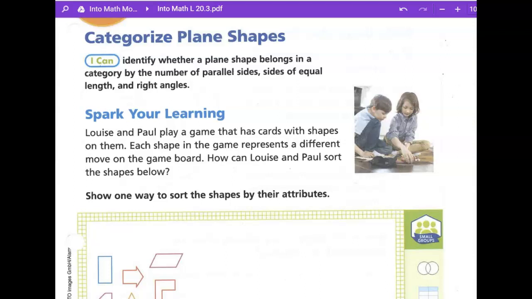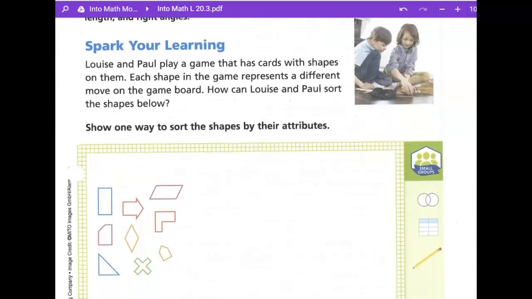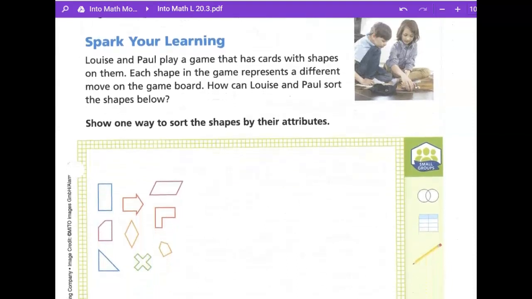Today we're looking at math lesson 20.3, categorize plane shapes. I can identify whether a plane shape belongs in a category by the number of parallel sides, sides of equal length, and right angles. And the first thing we're going to look at is Luis and Paul, and they are over here playing a game that has cards with shapes on them.